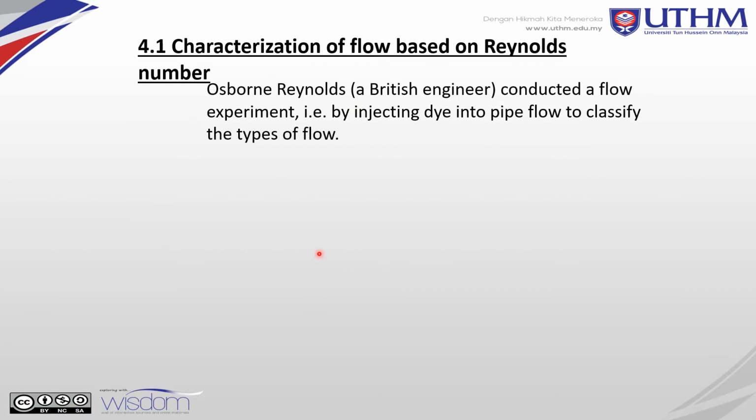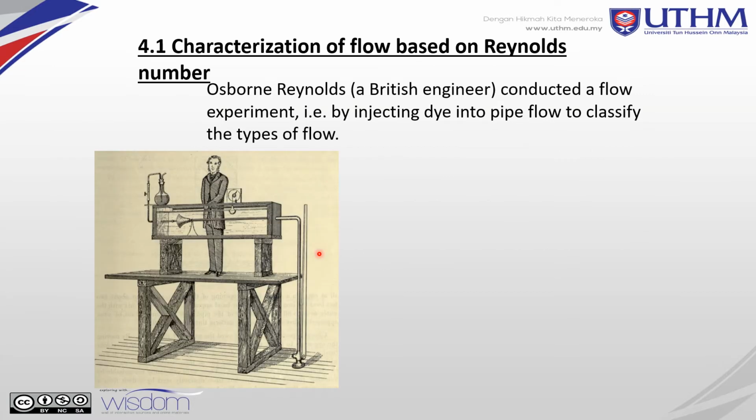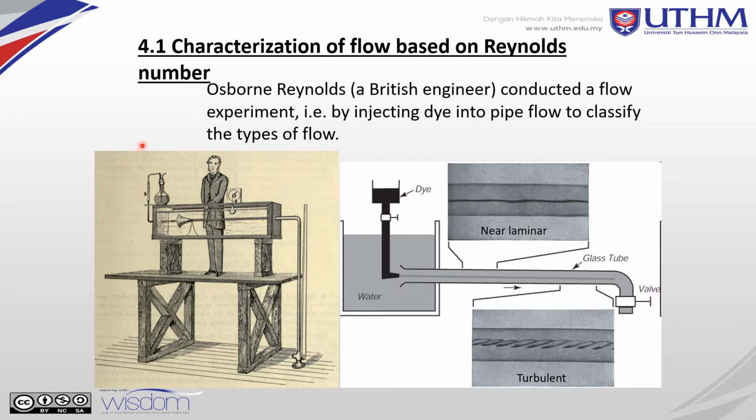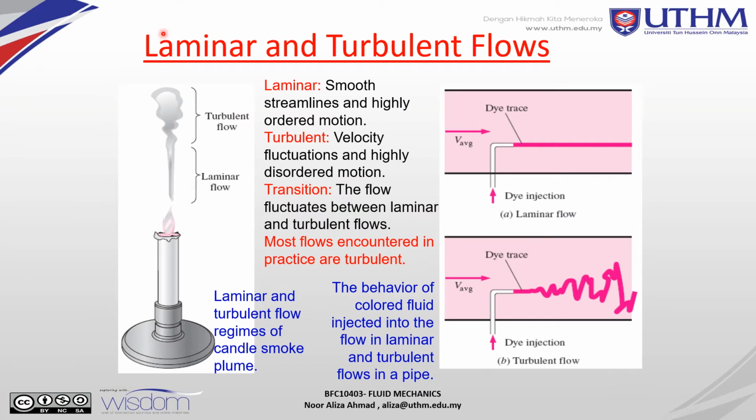Okay, 4.1, characterization of flow based on Reynolds number. Osborne Reynolds, a British engineer, conducted a flow experiment by injecting dye into a pipe flow to classify the types of flow. He injected the dye to flow in this pipe. We can look at the result, the near laminar, and this is the turbulence here. So this is the flow, laminar and turbulent flow.